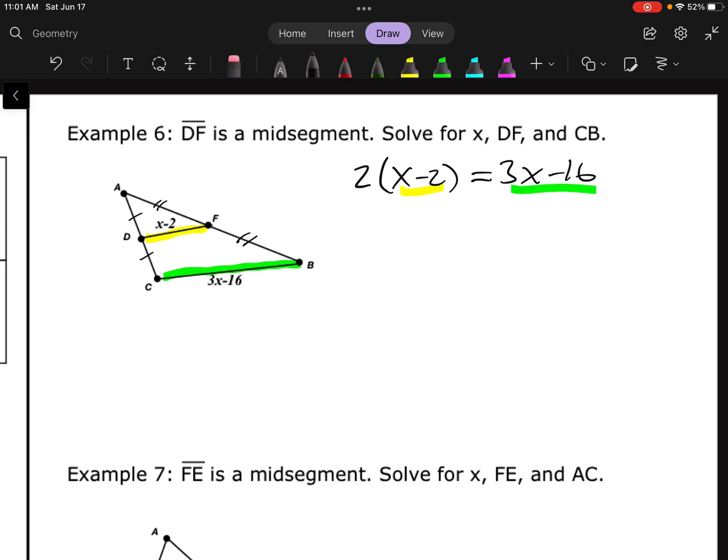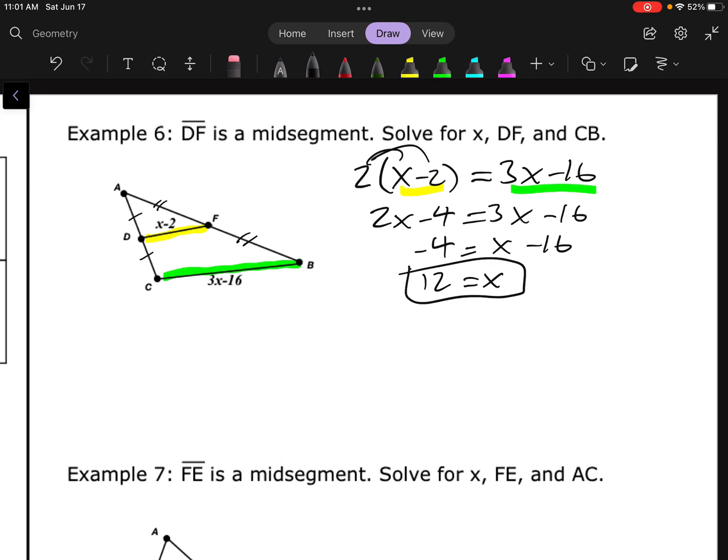So that's my equation. Now I can solve. Let me distribute. I get 2x minus 4 is equal to 3x minus 16. If I subtract the 2x, I just have 1x left over there. Adding the 16 over, negative 4 plus 16 is 12. So x is 12. Now plugging that back in, let's see what happens.